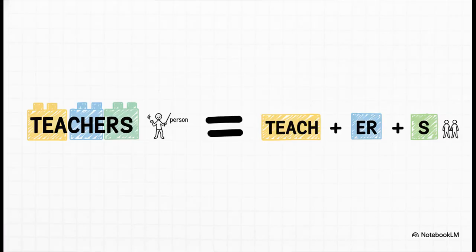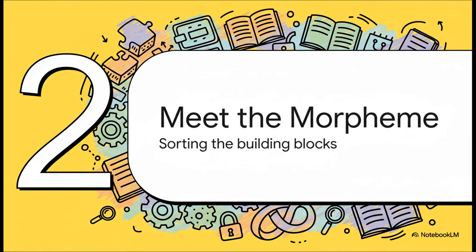Let's take the word teachers for a spin. Using those rules, we can see it's not one single chunk of meaning. Nope, it's 3 morphemes all working together. Teach gives us the core action. Er tells us it's a person who does that thing. And the S lets us know there's more than one. See? Pretty simple, right?